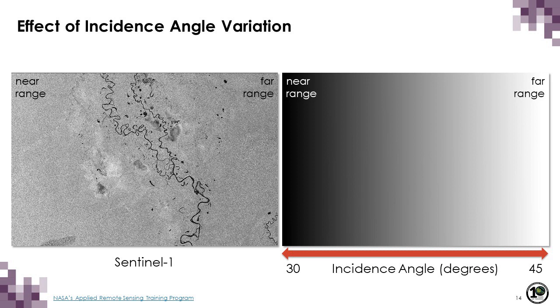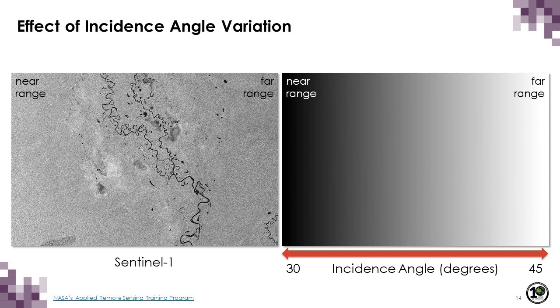If you measure, for example, the same forest at different incidence angles, then the backscatter will be different, even if there has been no physical change in the forest. Every surface feature will have a backscatter that is a function of incidence angle, so you need to be very careful when comparing backscatter of a feature when there is a large variation in incidence angle.